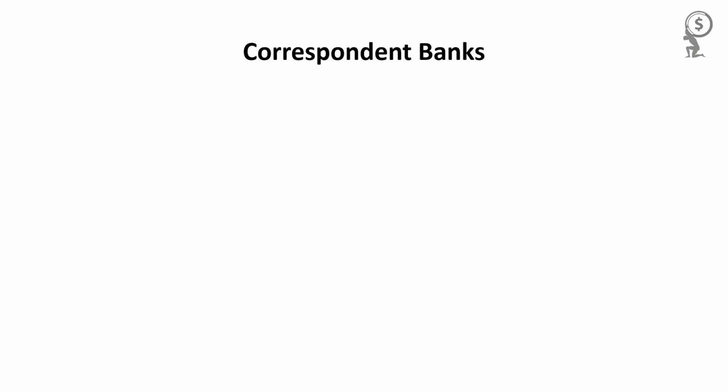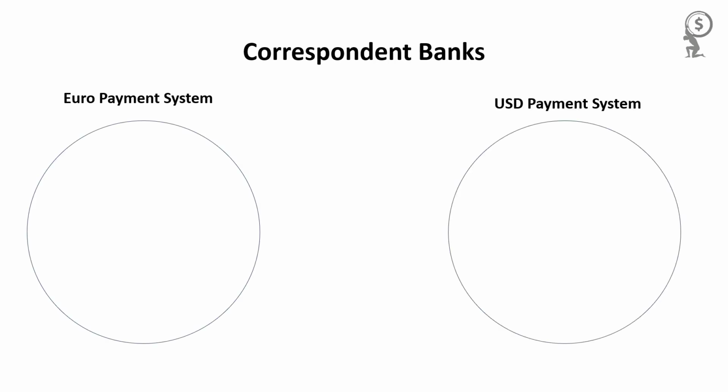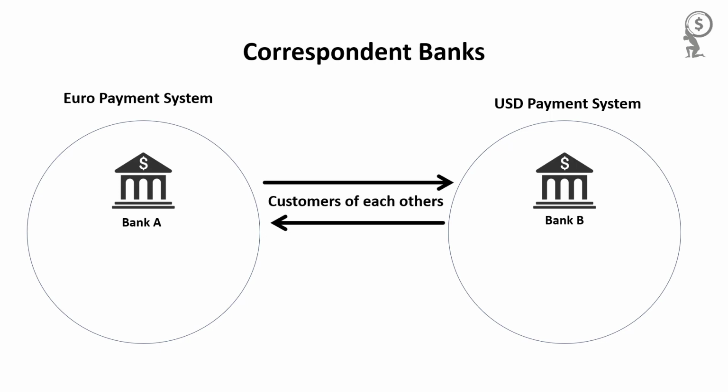And here comes a very essential concept in the banking system: correspondent banks. Let's imagine that we have two payment systems. The first one is a euro payment system. The second one is a US dollar payment system. And we have a bank A in the euro and bank B in the USD. Bank A wants to have a USD account and bank B wants to have a euro account. So what do they do? They become customers to each other.